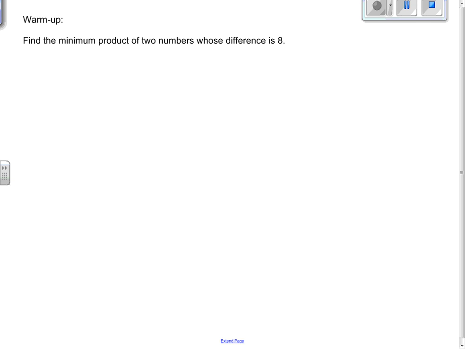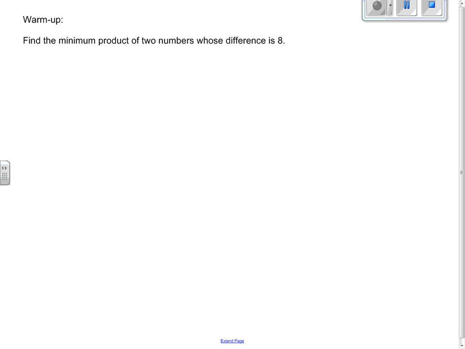This is our quadratics lesson 4, and I just like to start with a warm-up question. We can solve problems that ask for maximum and minimum values of things, which can be very helpful, by finding the vertex. The vertex always gives us that upper or lower limit. So we're going to do just a short one. Find the minimum product of two numbers whose difference is 8.